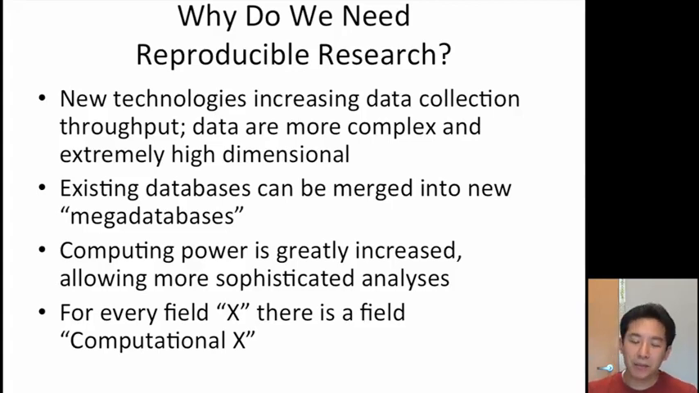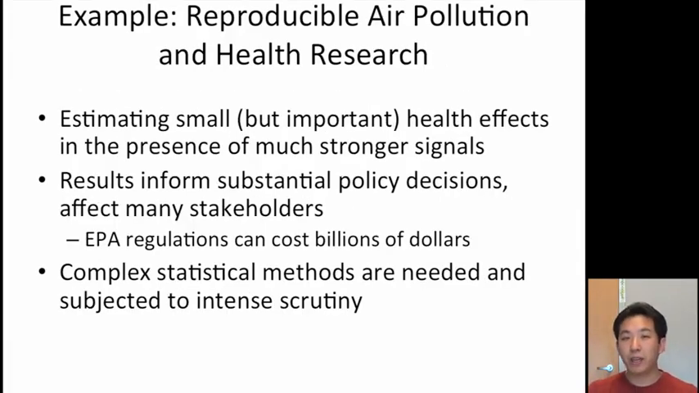And so having a basic understanding of these algorithms is difficult, even for a sophisticated person. So understanding what someone did in an analysis of data will require looking at code, looking at the computer programs that people used. And so the bottom line with all these different trends is that for every field X, there is now computational X. There's computational biology, there's computational astronomy, computational whatever it is you want, there is a computational version of it. So one example from research that I've conducted is in the area of air pollution and health.